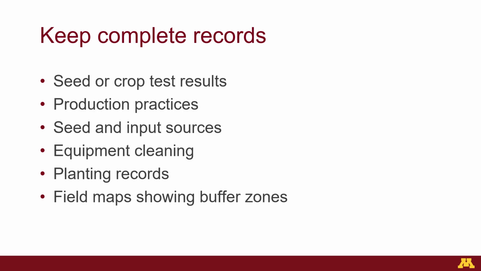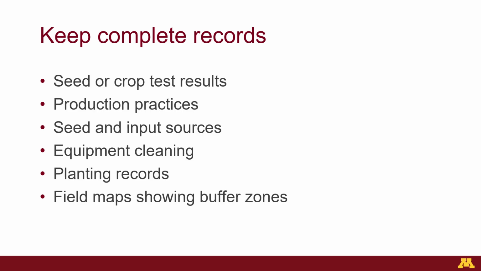In addition to protecting your crops, it's important to know and protect your access to markets for those crops so that you won't lose revenue to GMO contamination. Remember to save seed and crop test results. Keeping records of your production practices, seed and input sources, and operations and equipment will help you to prevent contamination and identify the source of any contamination problems that may occur. Record keeping will also protect your certification.